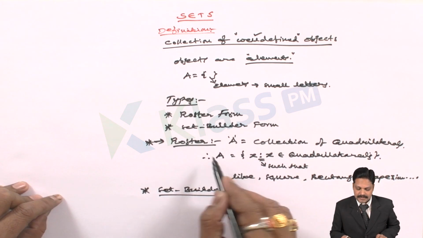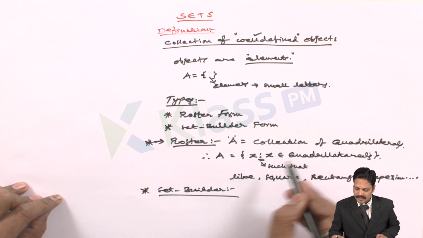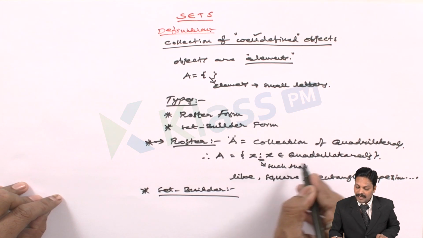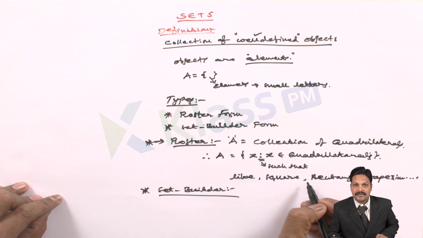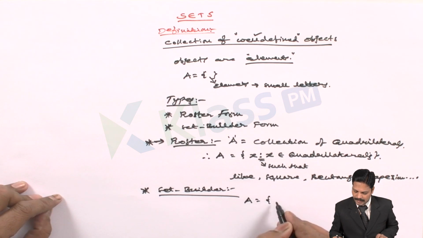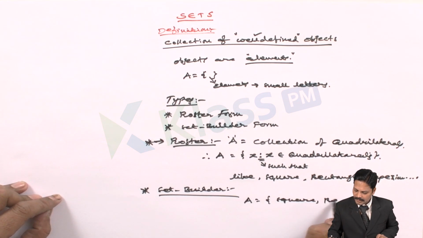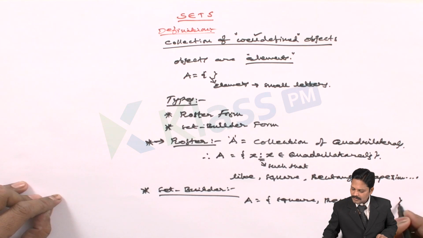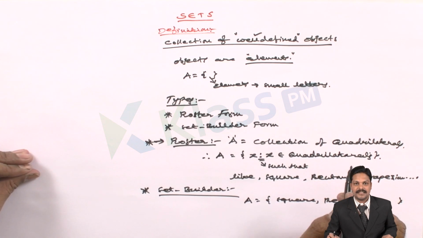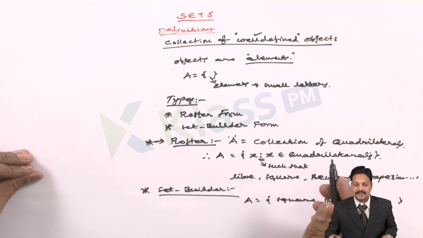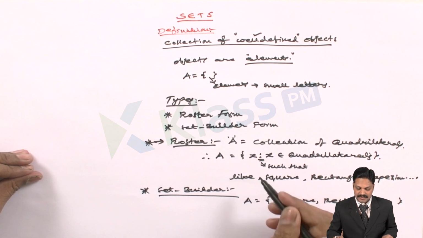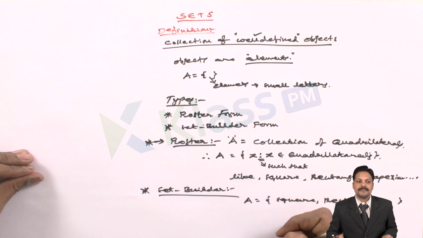In the above we discussed the roster form. What we wrote, the collection of quadrilaterals, I wrote in the form X such that X belongs to quadrilaterals. I already discussed how many types of quadrilaterals we have. So we write set A as square, rectangle, and so on. This is the set builder form, meaning we are building the set with the condition, based on the given question. This is called roster form. This is called set builder form.